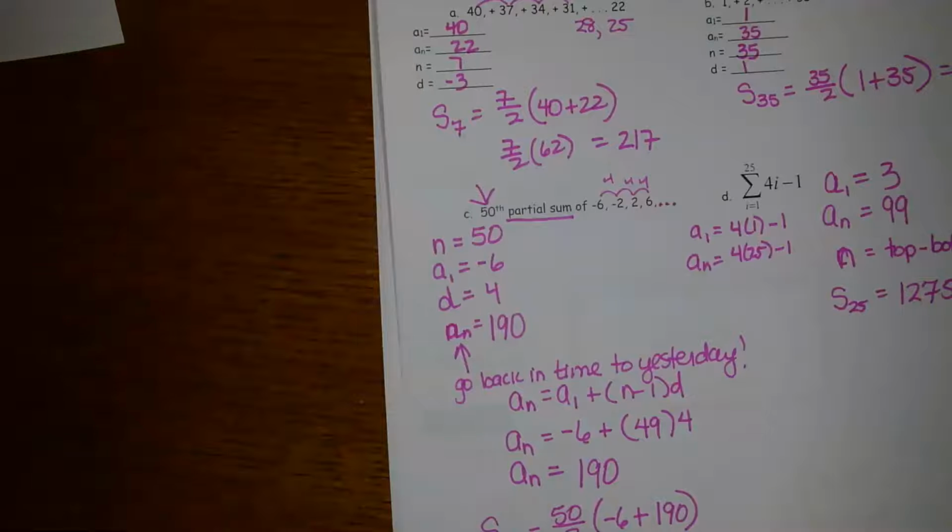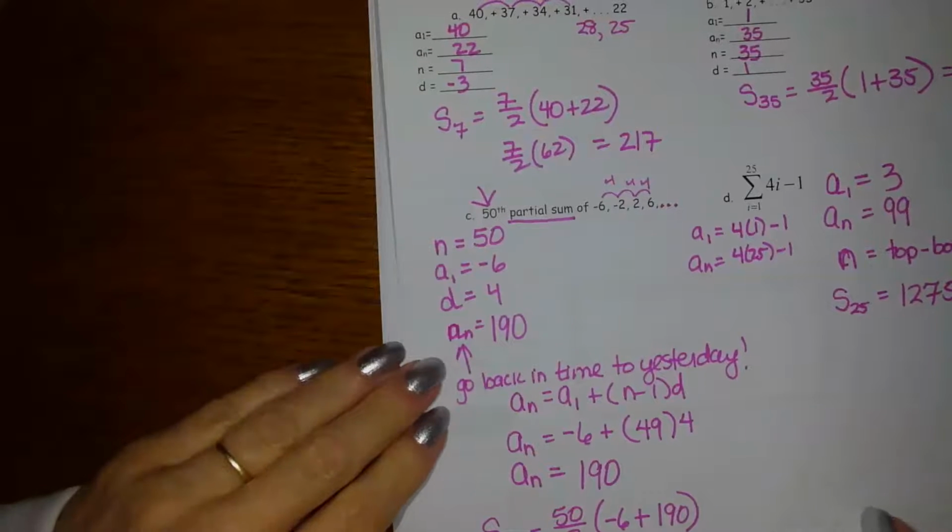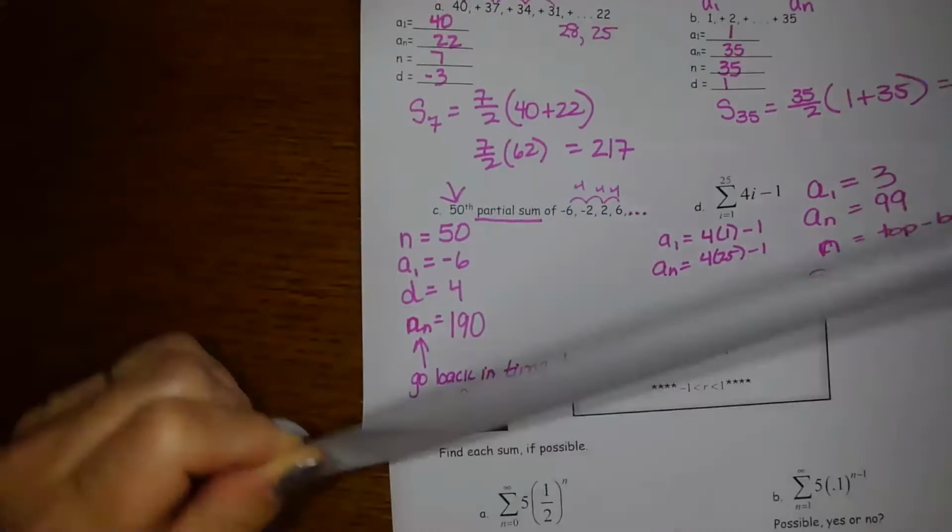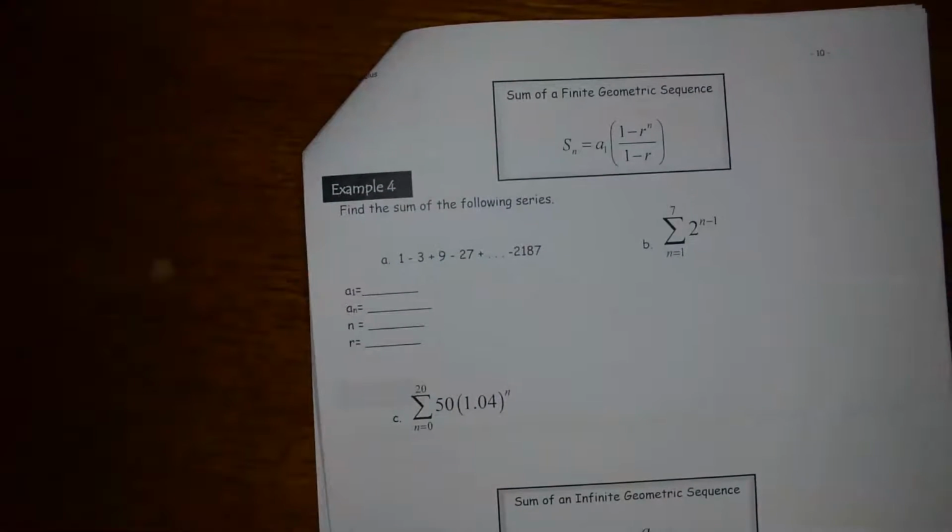Good news and bad news. The good news, we have more stuff to do and you're not done because you're excited. Bad news, we got more stuff to do and we're not done because you're excited. We added up arithmetic sequences. So now we need to know how to add up a geometric sequence. It's the same idea, just a different formula.